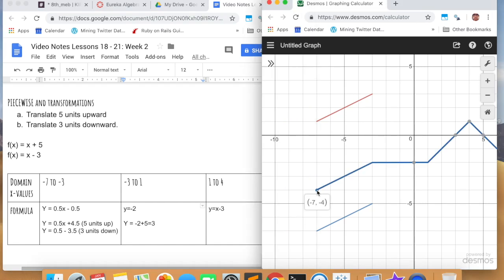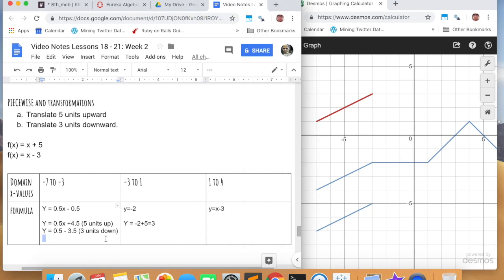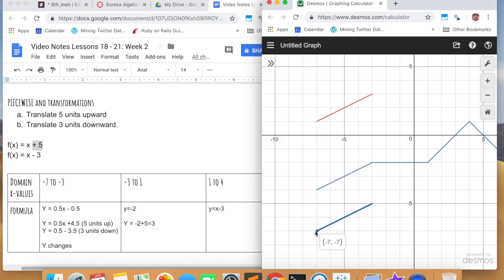Notice the endpoints. It went from negative 7, negative 4 to negative 7, 1. So we're adding 5. And then that endpoint is also going to change when we subtract 3. It's important to know how these numbers and ordered pairs are changing as you're moving and translating.